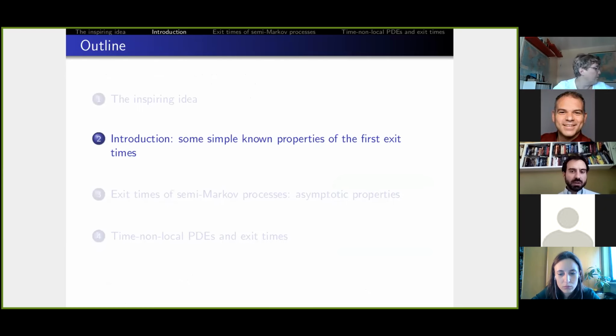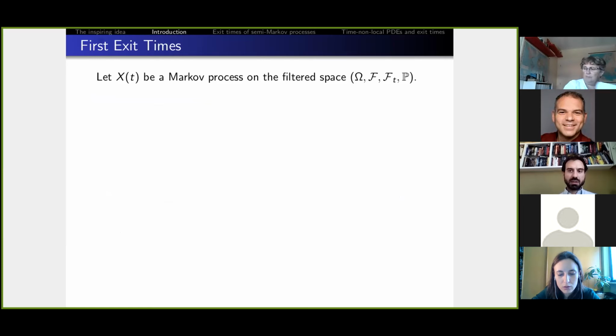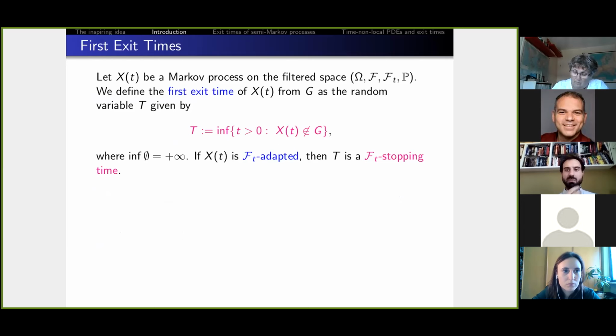So my feeling is that the use of Markov processes is due to the easy mathematical approach that can be used to deal with the first passage time problem. If you have a Markov process on some filtered probability space, and you take the exit time of this process from any set, then if you put capital G to be the open interval minus infinity to C, this is the first passage time to a threshold. In general, this is a stopping time, and you can use the theory of stopping times for Markov processes.